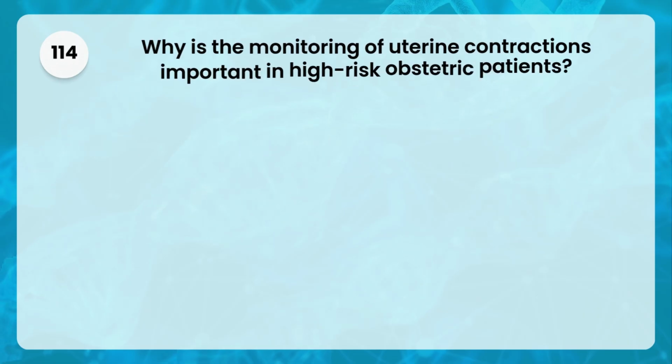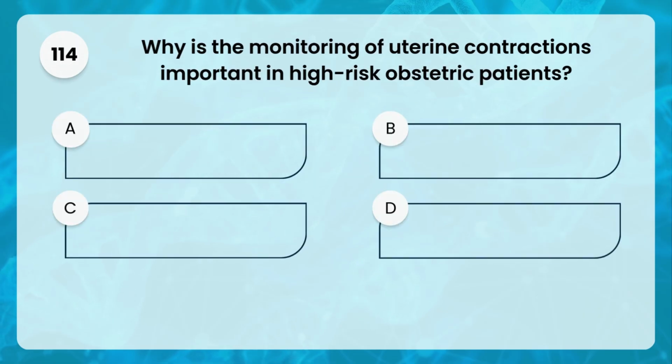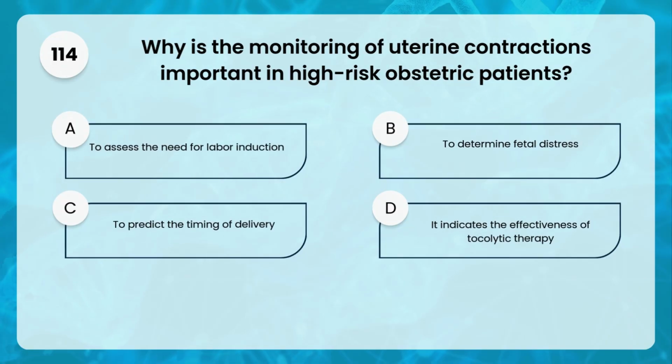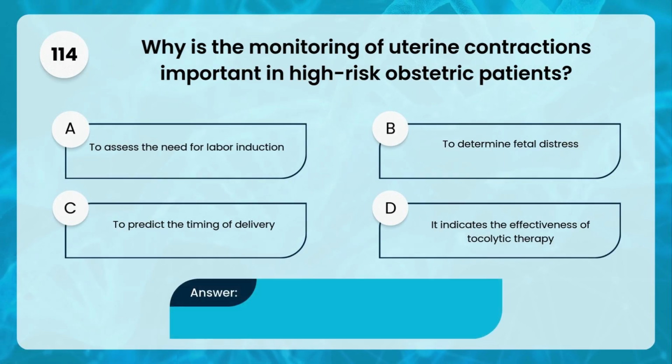114. Why is the monitoring of uterine contractions important in high-risk obstetric patients? A. To assess the need for labor induction. B. To determine fetal distress. C. To predict the timing of delivery. And D. It indicates the effectiveness of tocolytic therapy. The answer is C. To predict the timing of delivery.